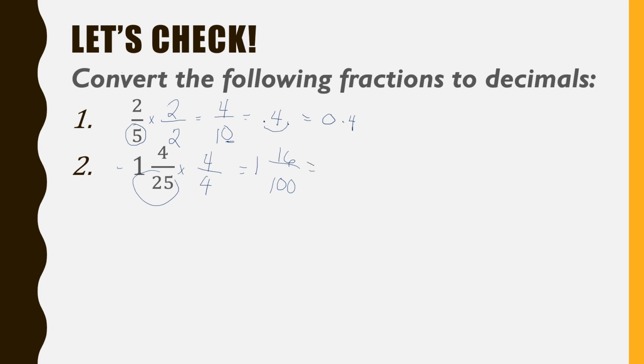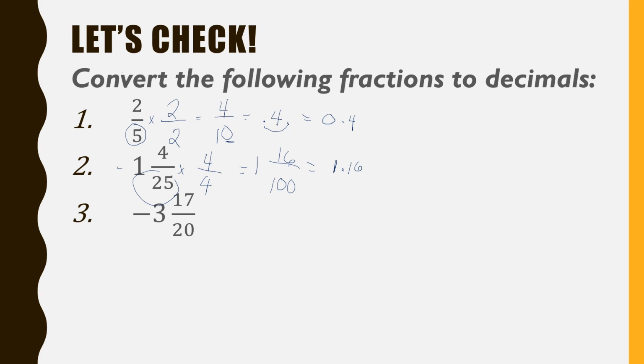And 16 over 100 can be written as 0.16. And then we include our whole number, which is 1. So the equivalent of 1 and 4 over 25 is 1.16.